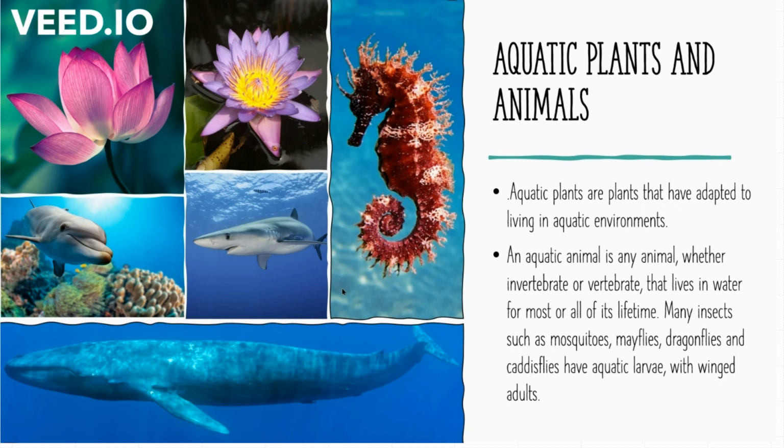Aquatic plants and animals. Aquatic plants are plants that have adapted to living in aquatic environments. An aquatic animal is an animal, whether invertebrate or vertebrate, that lives in water for most or all of its lifetime. Many insects, such as mosquitoes, mayflies, dragonflies, and caddisflies, have aquatic larvae with winged adults.